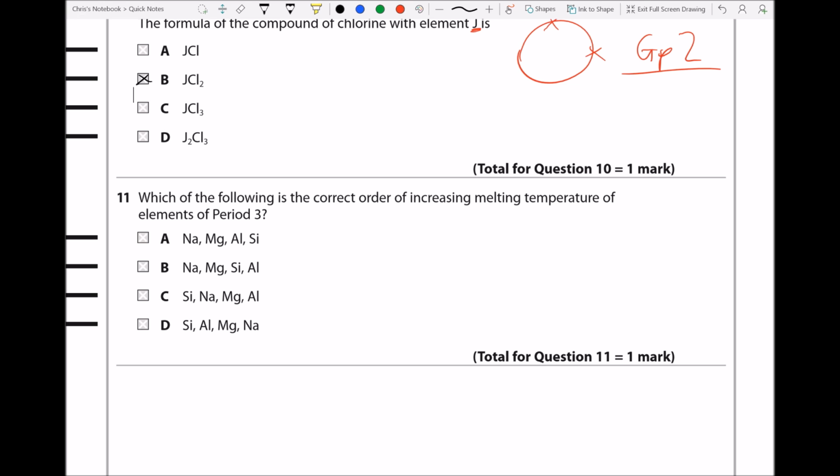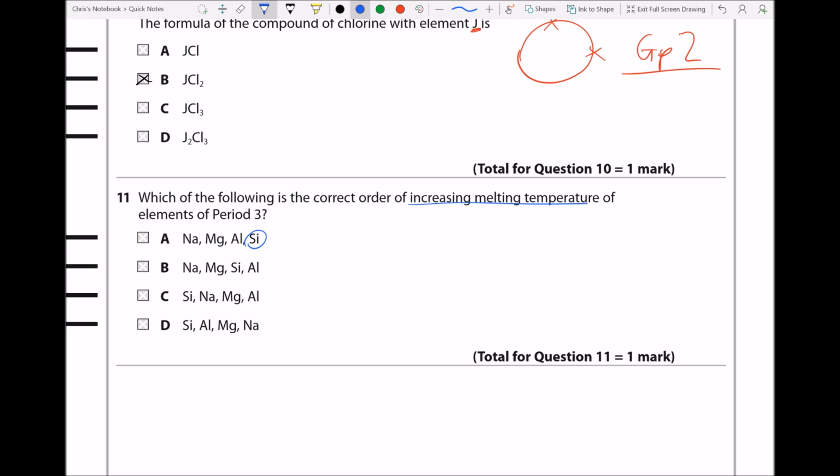Straight away I can detect that we have, let's just use this in blue, silicon is really high melting point. It's got one of the highest melting points in period 3. So because this one is obviously the highest, then the answer's got to be A. Silicon should be right at the end there. So make sure it says in order of increasing melting temperature. So make sure it is actually the increasing one.